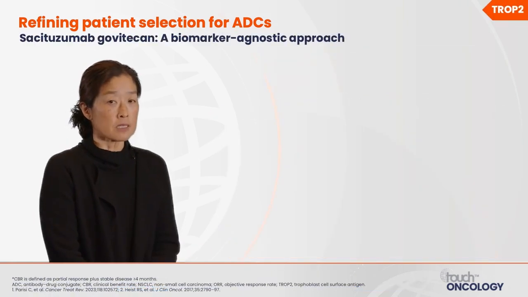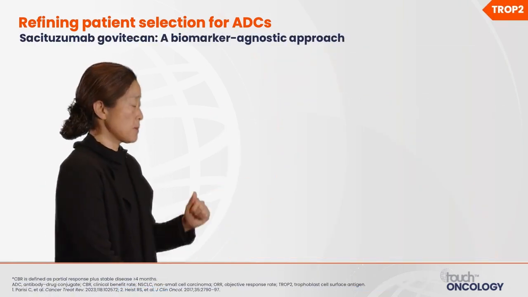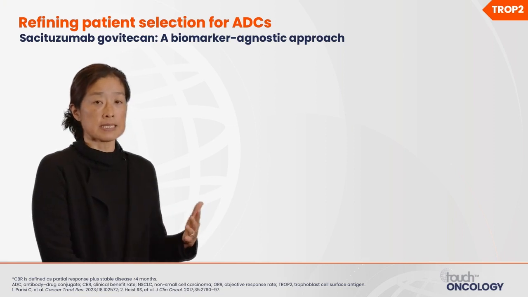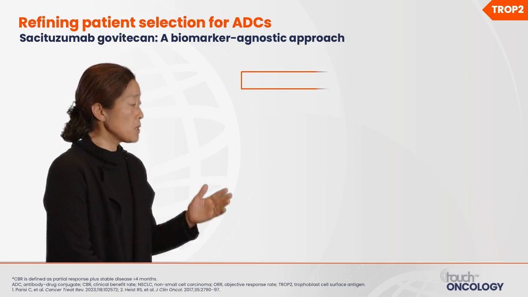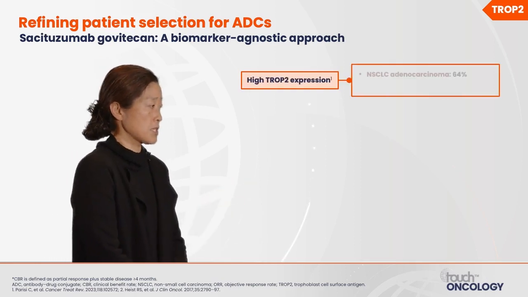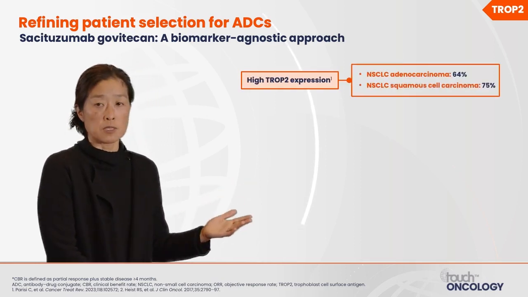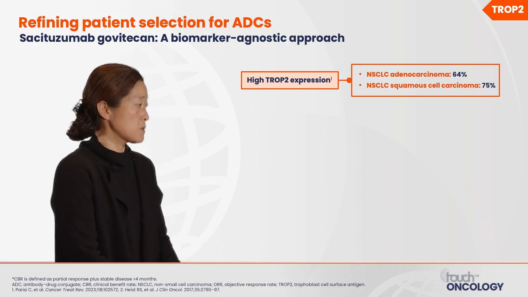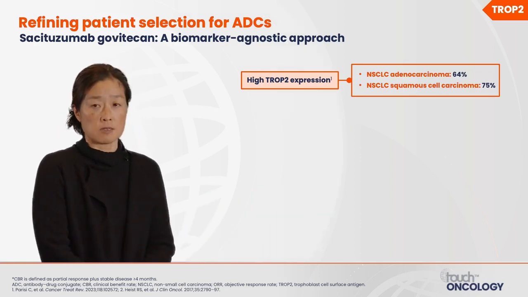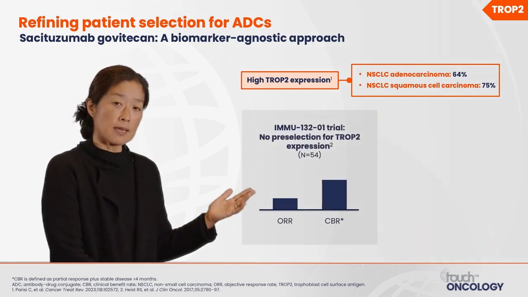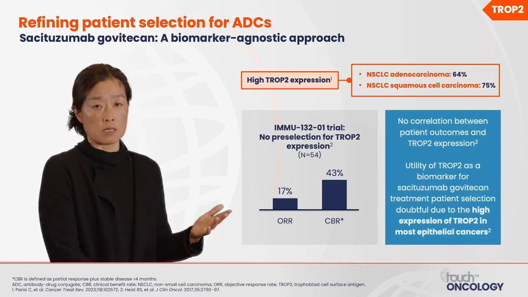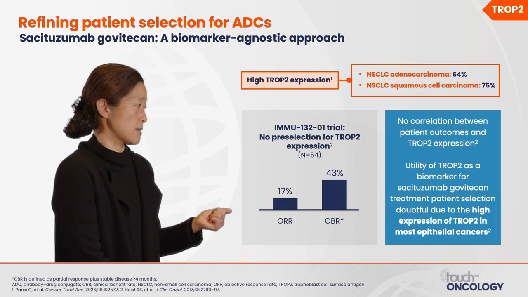However, it can be difficult to actually find a biomarker. Sacituzumab govitecan and the TROP2 ADCs in general we think of as a biomarker agnostic approach. We know that there's high levels of TROP2 expression in lung cancer. This has been reported to be about 64% in adenocarcinoma, 75% in squamous cell carcinoma of the lung, where there's TROP2 overexpression. But when we look at the efficacy data, there's not a clear correlation between TROP2 expression and efficacy.